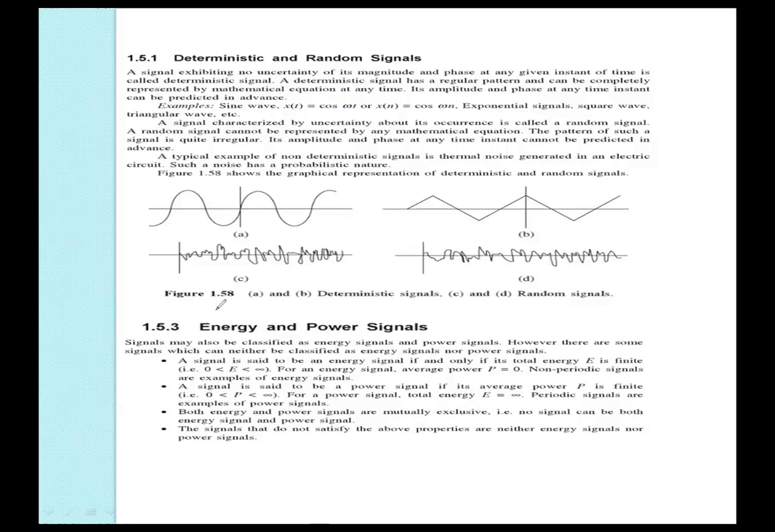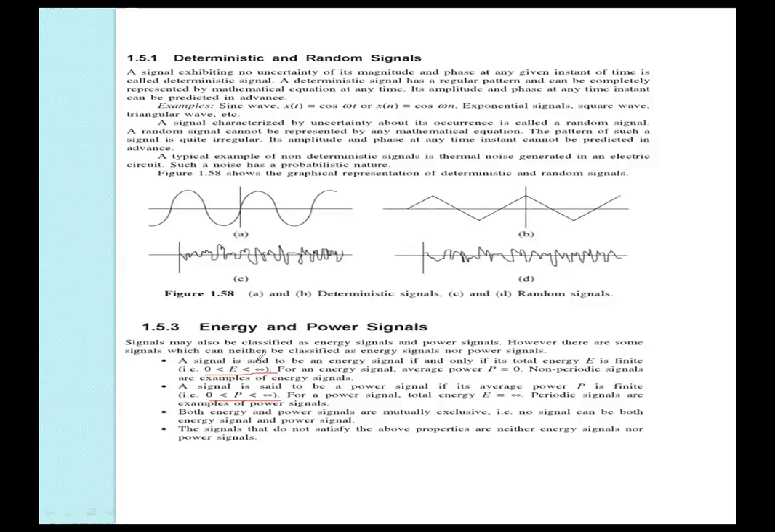Now coming to energy and power signals. We know energy varies between 0 and infinity, and power also varies between 0 and infinity. Energy is a non-zero term, not equal to 0 and not equal to infinity. The power is also a non-zero term, not equal to 0 and not equal to infinity. Signals may be classified as energy signals and power signals. However, there are some signals which can be classified as neither energy signals nor power signals.